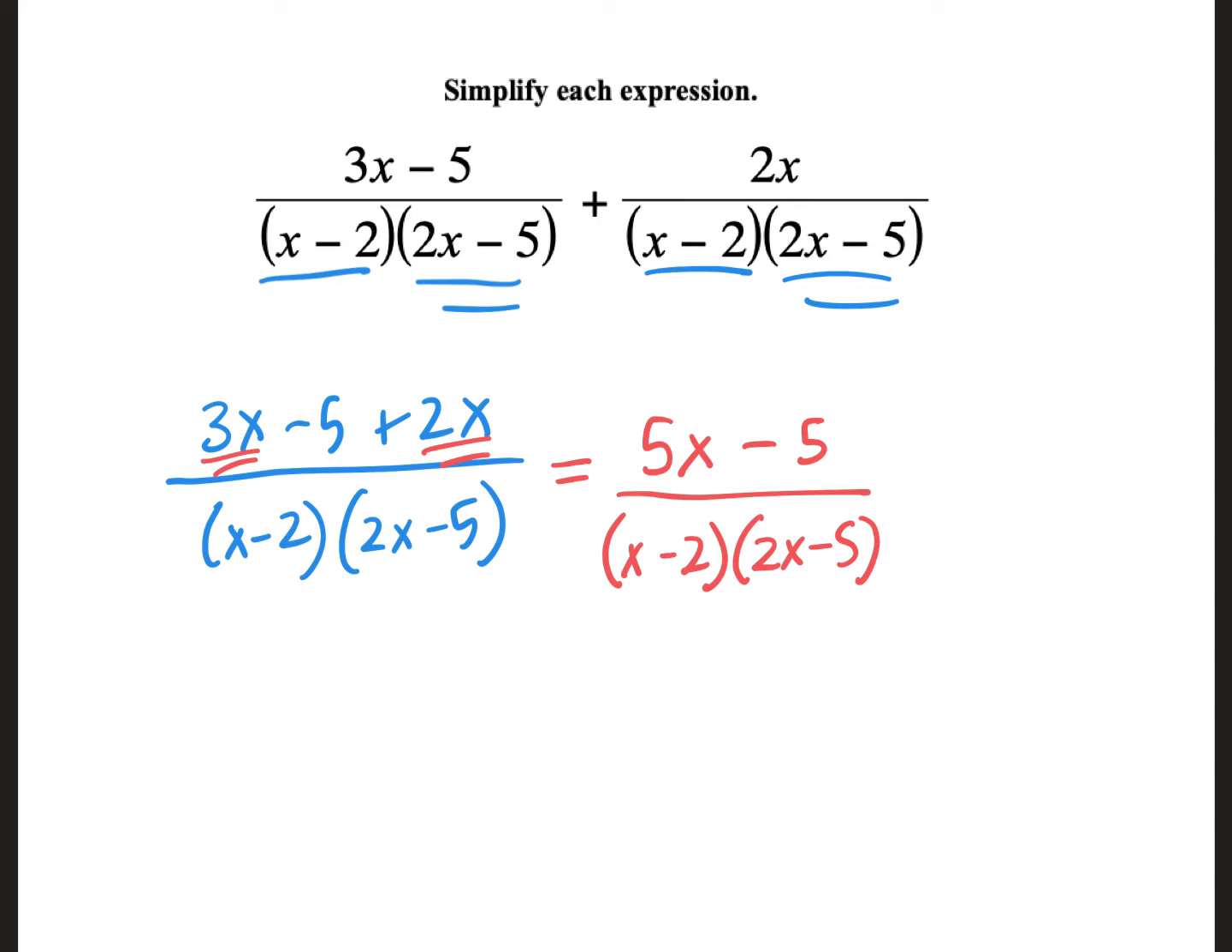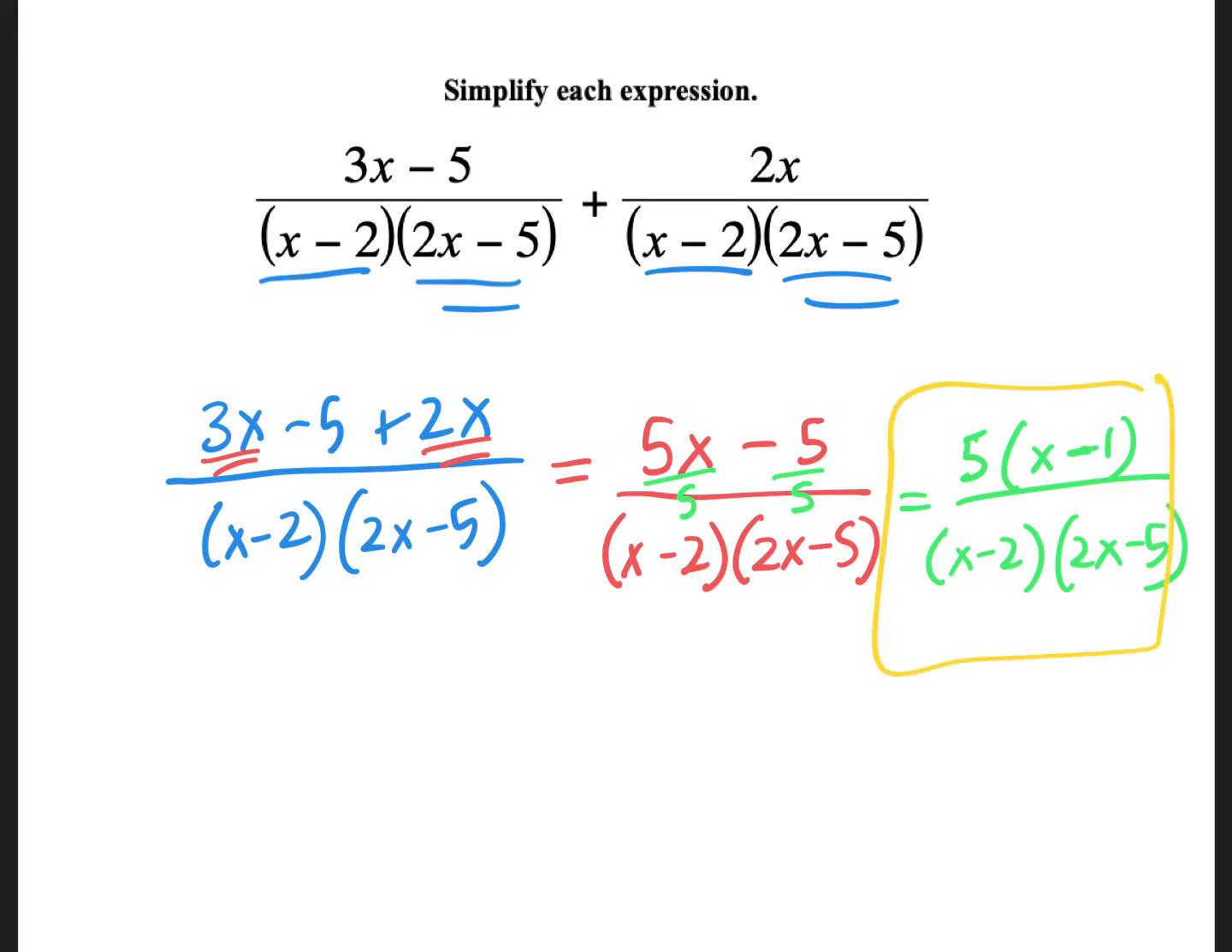Now, I just want to warn you. Technically, I could divide each of my terms on top by 5. So I could rewrite this as 5 times x minus 1 over x minus 2 times 2x minus 5. It doesn't matter so much right now because nothing cancels out when I do that. But because your test is multiple choice, they might give you this answer instead. This one is technically the same as this one. You just took it one step further to simplify. So I just want you to be aware of that. All right, let's look at our next one.